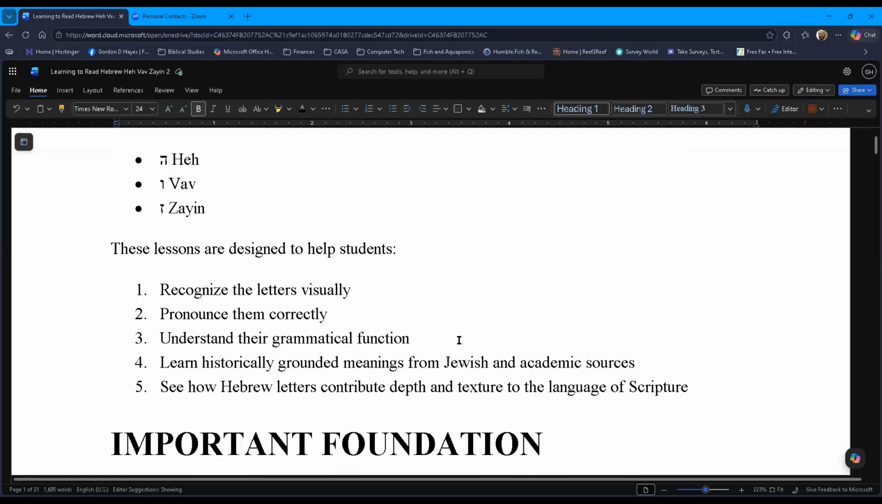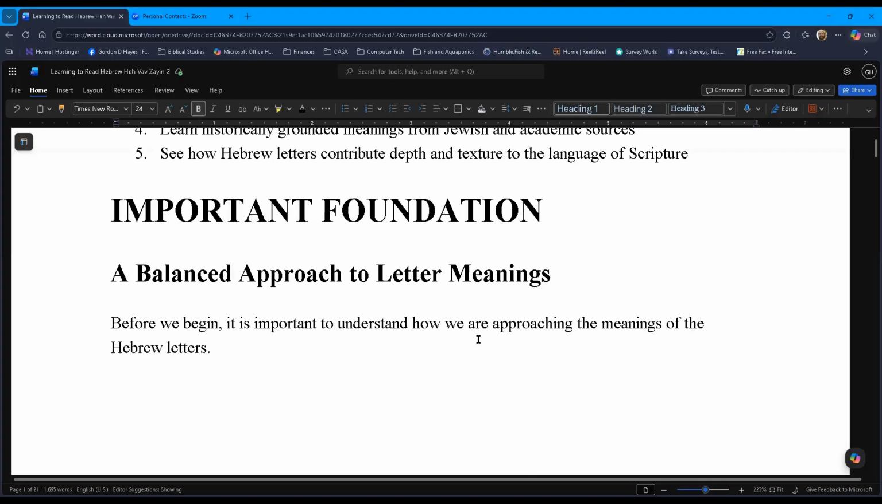And these lessons are designed to help students recognize the letters visually, pronounce them correctly, understand their grammatical function, to learn historically grounded messages, primarily from Jewish and academic sources, with a lean toward academic. And also to see how Hebrew letters contribute depth and texture to the language of Scripture. So, an important foundation.